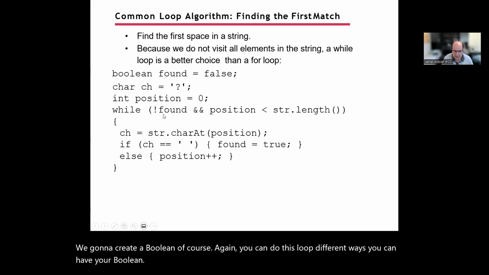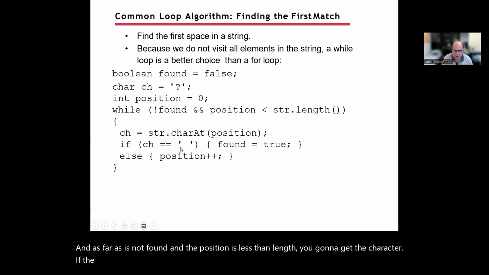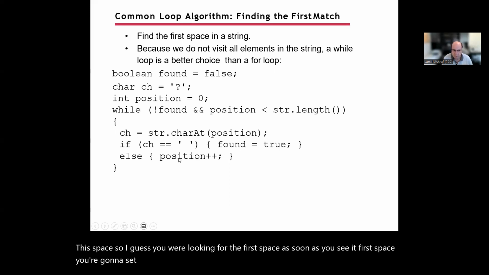and as long as it's not found and the position is less than length, you're going to get the character. If the character is a space, so I guess we're looking for the first space. As soon as you see the first space, you're going to set found equal to true. Otherwise, you add to the position and you're going to keep going.